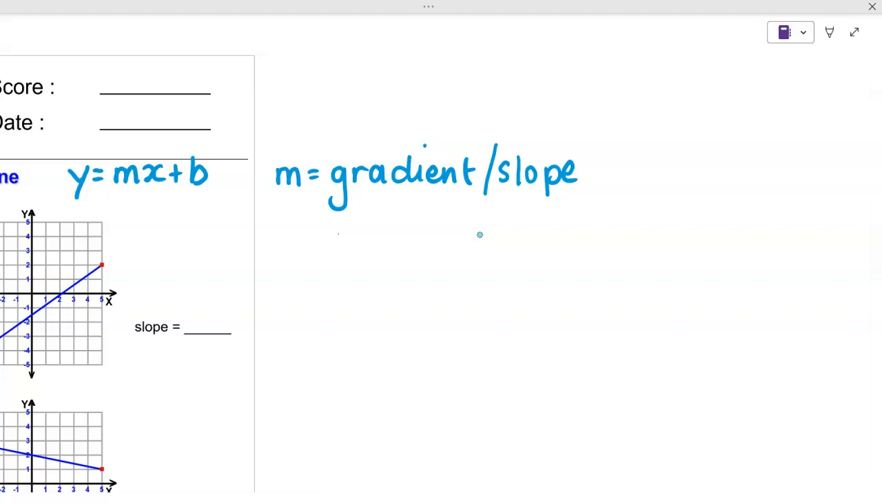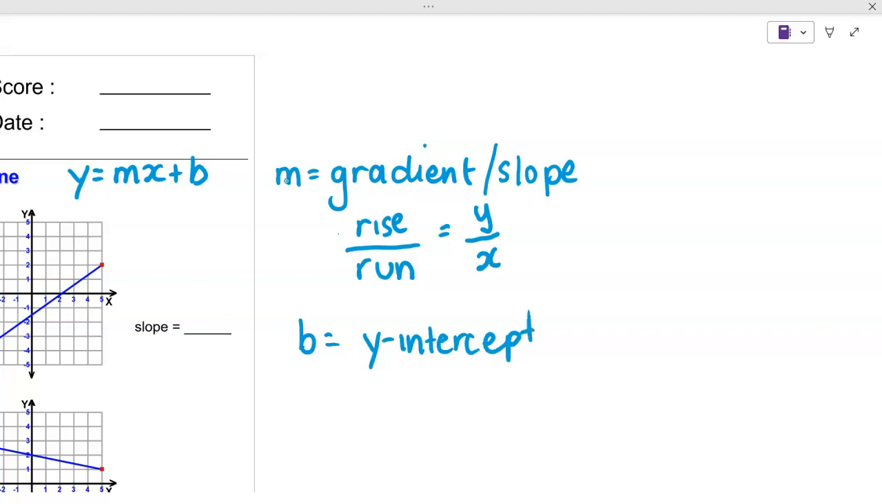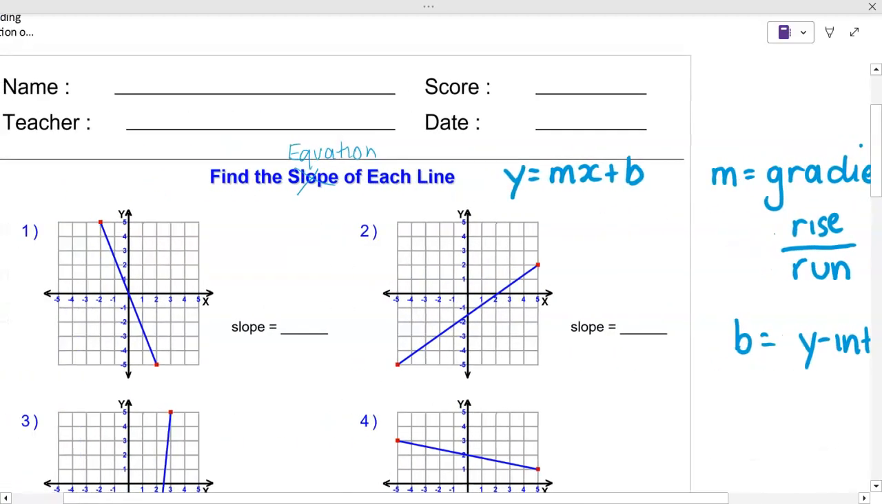We talked about the fact that we could find the slope of the line based on the rise divided by the run of the line, the rise being the height in terms of y and the run in terms of x. We're going to do that in a moment, and that will give us the m in our equation of the line. We can also find the b. The b is the y-intercept. It's where it cuts the y-axis, and that's the really easy bit on these ones.